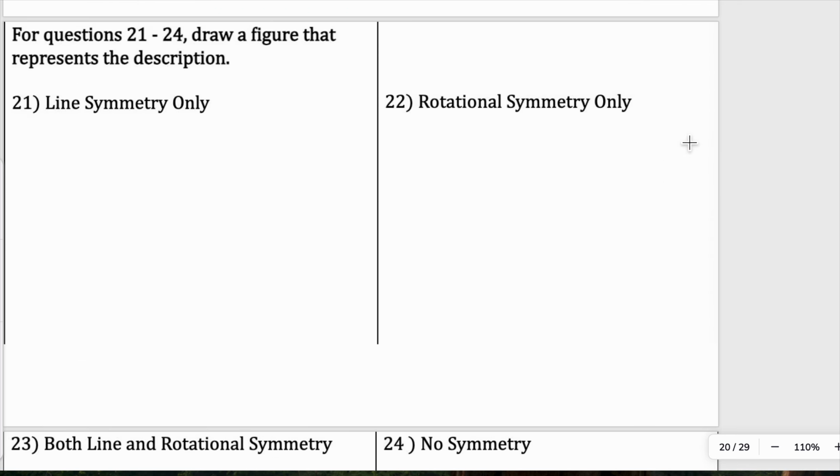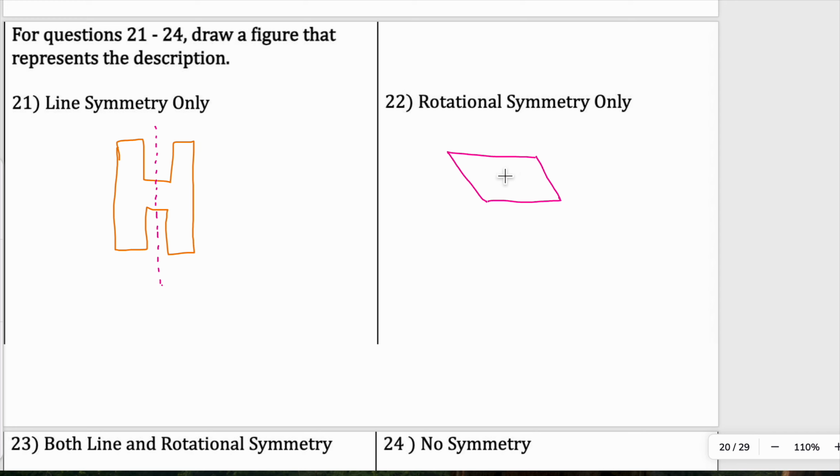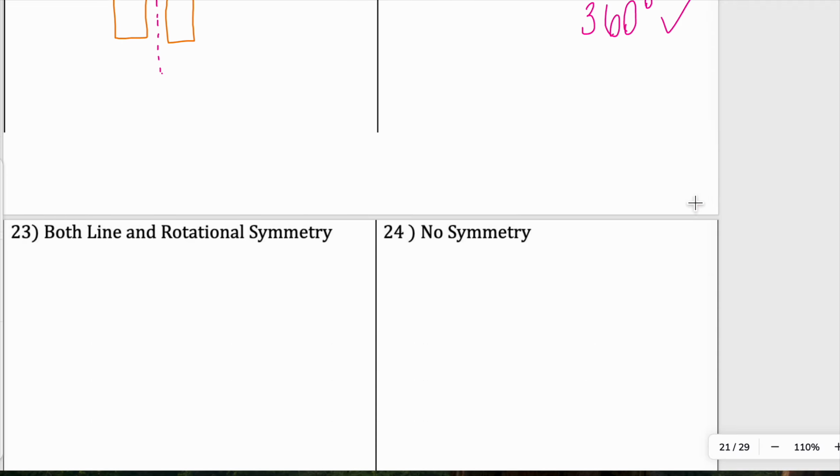And then for questions 21 through 24, we're going to touch on symmetry, drawing a figure that represents a description. For line symmetry only, I used the letter H, because in the letter H, there's only one way that we're showing line symmetry, and that would be with one straight line. Rotational symmetry only means I cannot have line symmetry, so I thought of a parallelogram here. I know that's not going to be perfect, but I thought about if I rotated this 180 degrees, it would be symmetrical, and even a full 360-degree rotation also showing symmetry there.